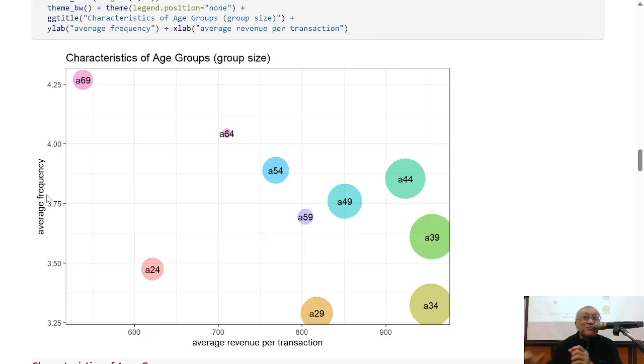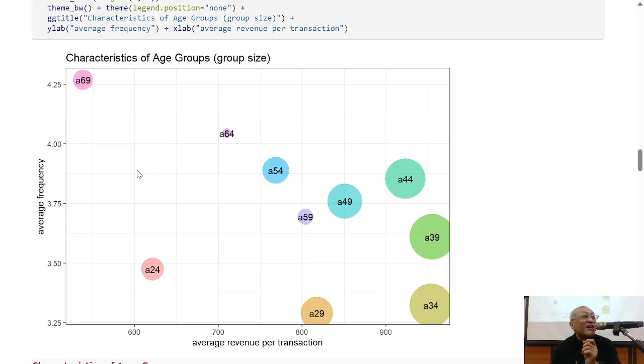The buying frequency means the number of times they buy, right? So on average, which age group buys the most times? It's older age people, right? They buy, on average, every customer in this age group buys about 4.25 times, okay? And which age group has the lowest buying frequency? Raise your hand.